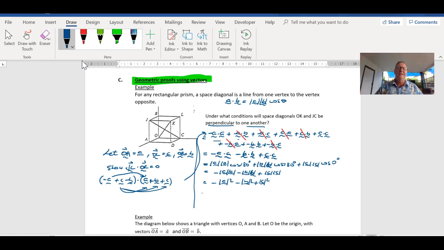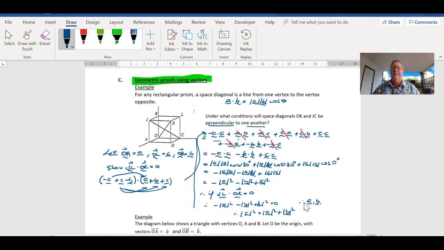Now if the two vectors are perpendicular, then the dot product will equal 0. We just worked out that the dot product is this: negative A squared, negative B squared plus C squared, is equal to 0. If I rearrange that, then the norm of C squared would be equal to the norm of A squared plus the norm of B squared. What does that mean? Well, does that look familiar? A squared plus B squared is equal to C squared. That's a Pythagorean triad.